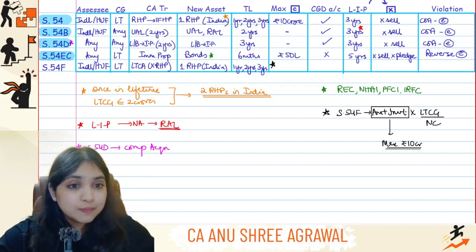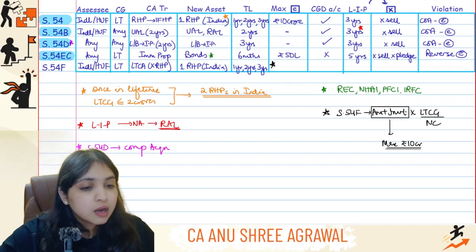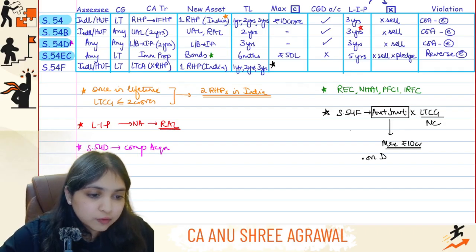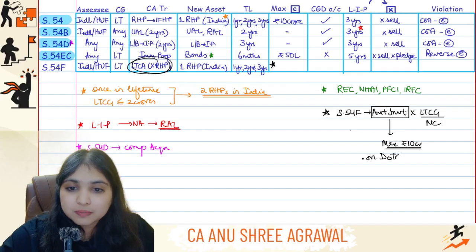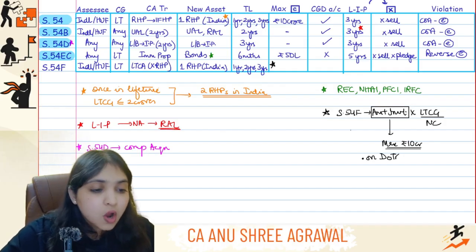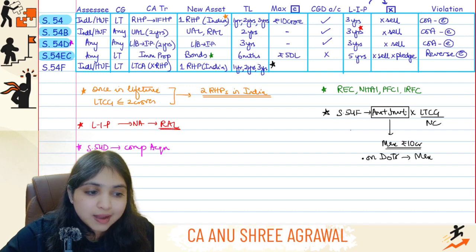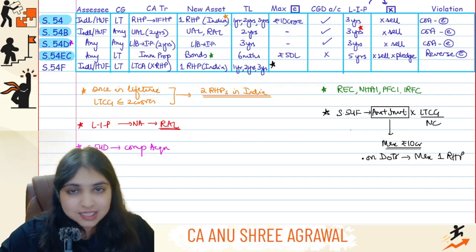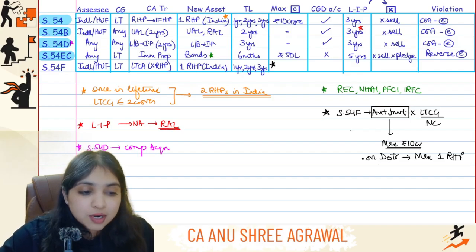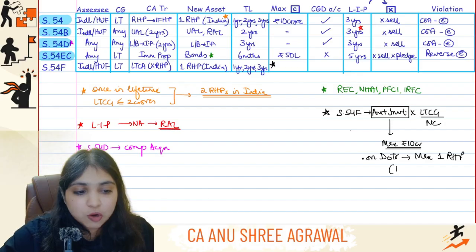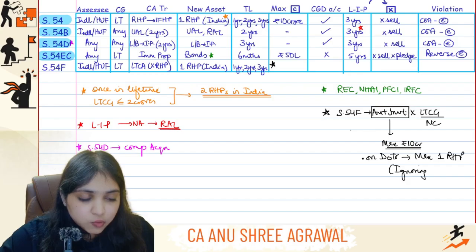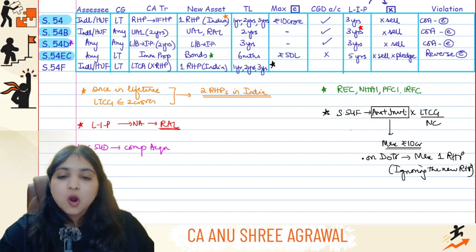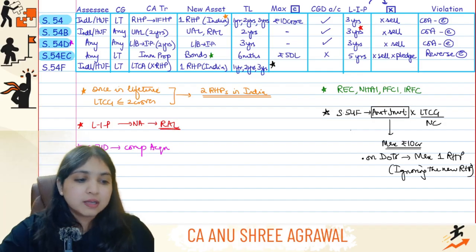All right. Now there's one more point in section 54F, and that is on the date of transfer of the long-term capital asset, whichever assessee is transferring, the assessee can own maximum one residential house property only. Basically, if I ignore this new asset which the assessee is buying, on the date of transfer, the assessee should be having maximum one residential house property only, ignoring the new residential house property. So ignoring the new one, on the date of transfer, assessee can have maximum one another residential house property only.